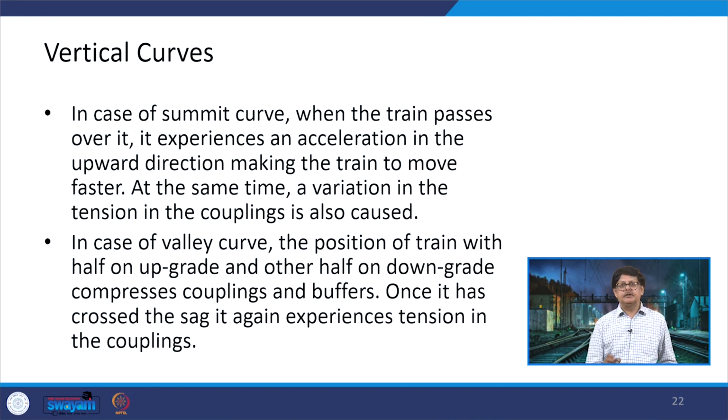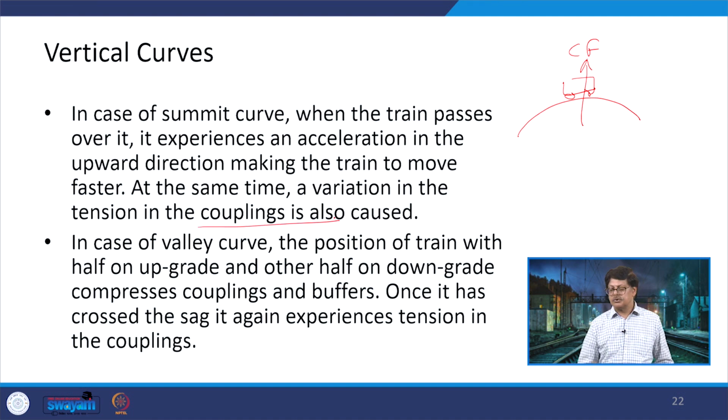So, in case of a summit curve, when the train passes over it, it experiences an acceleration in the upward direction, making the train move faster, because you are talking about a curve in this form and the train is here and centrifugal force is acting upwards in this way. At the same time, the variation in the tension in the couplings is also caused, because whatever wagons are being coupled, they will feel that tension. In the case of valley curves, this is the position of the train.